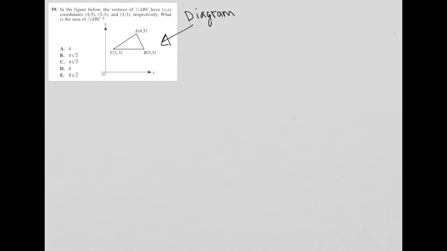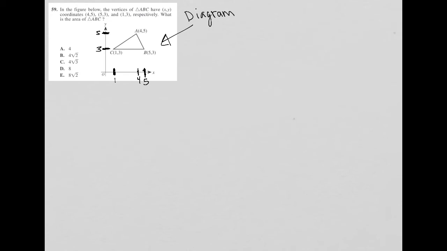Something that's of note: anytime I see a graph, I want to really get a sense of scale. For instance, because I know that the point C is at (1, 3), that tells me that on my x-axis, that's 1. On my y-axis, that must be 3. And then B would tell me that this must be 5, right? And the 3 is already there. And then point A tells me that this is 4 and that this height here is 5.